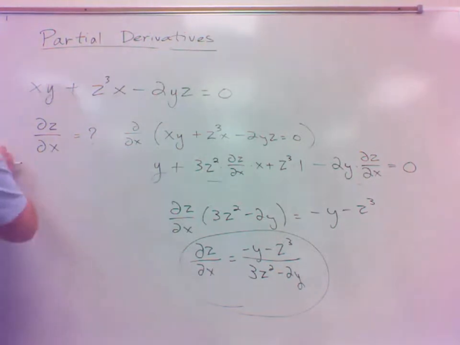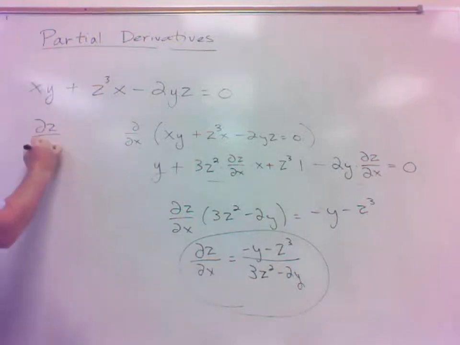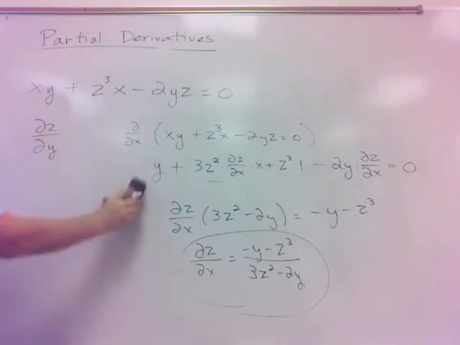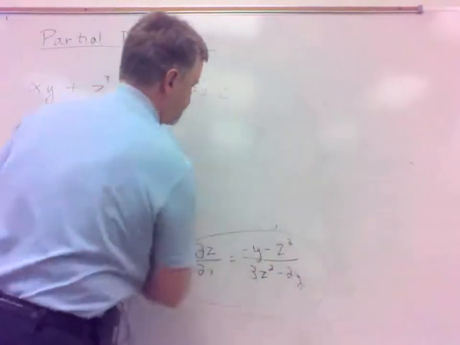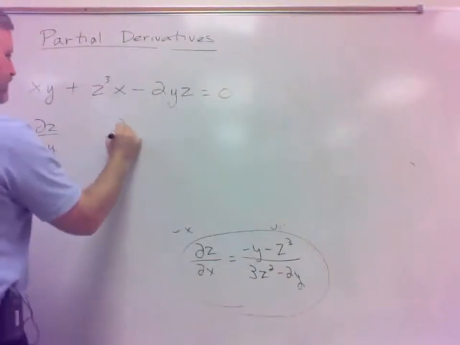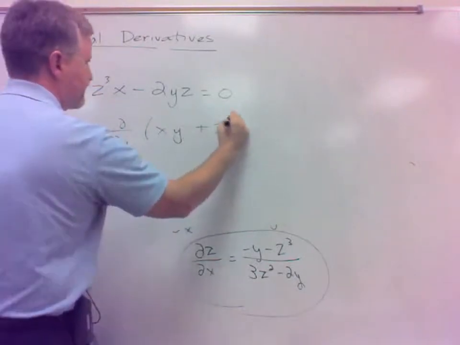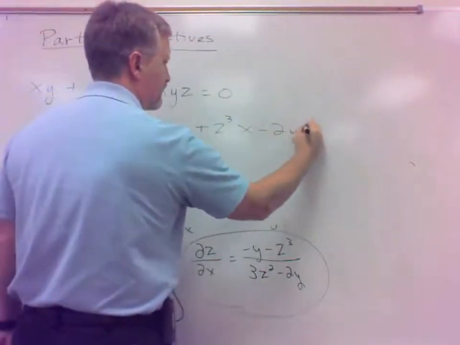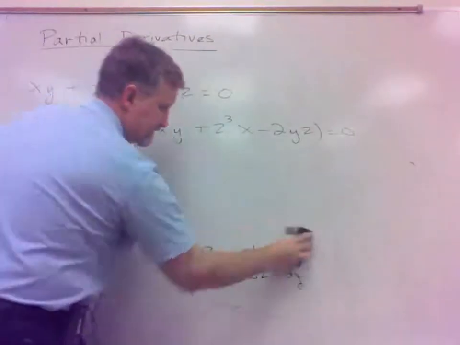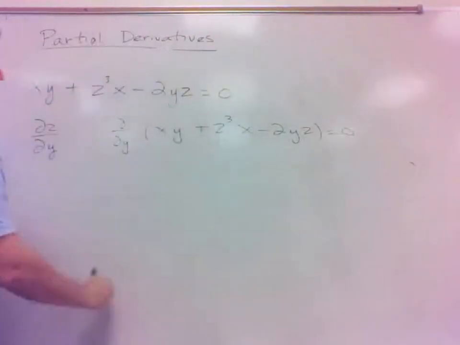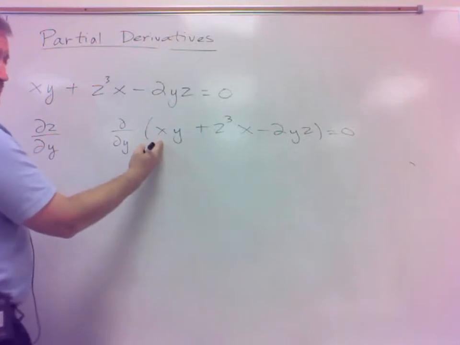All right, so let's reverse that. What about the partial of z with respect to y? Well, same deal, but we do the partial with respect to y instead. And that changes things up just a little bit. This first part, now that we're doing it with respect to y, the derivative there would be what? Just x.